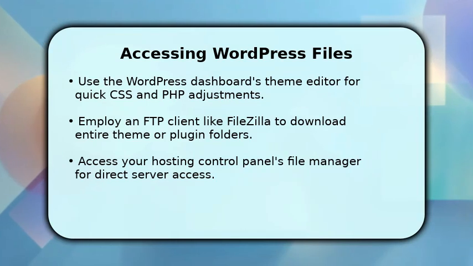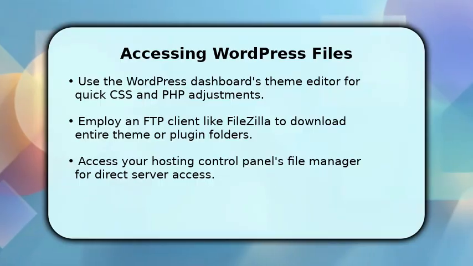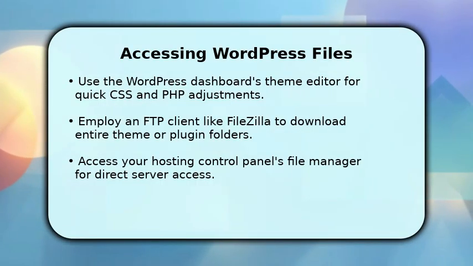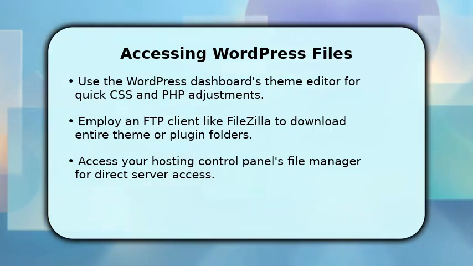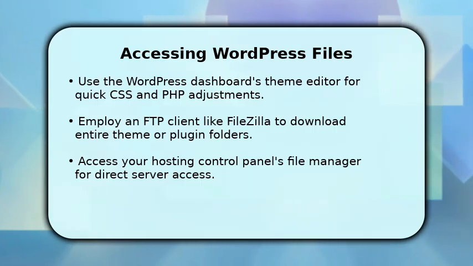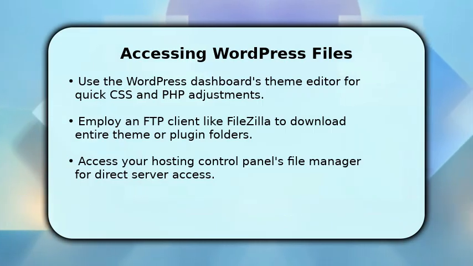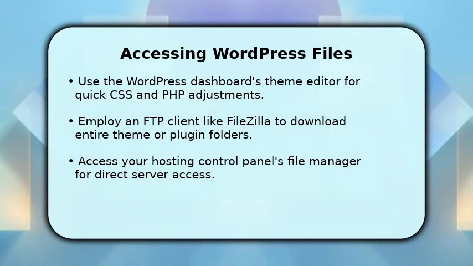There are three primary ways to access your WordPress code. First, the built-in theme editor in your dashboard allows for quick edits to theme files, especially for CSS. Second, an FTP client, such as FileZilla, provides a robust way to connect to your server and download or upload entire directories, offering full control over your theme and plugin files. Third, your hosting provider's control panel often includes a file manager for direct server access.